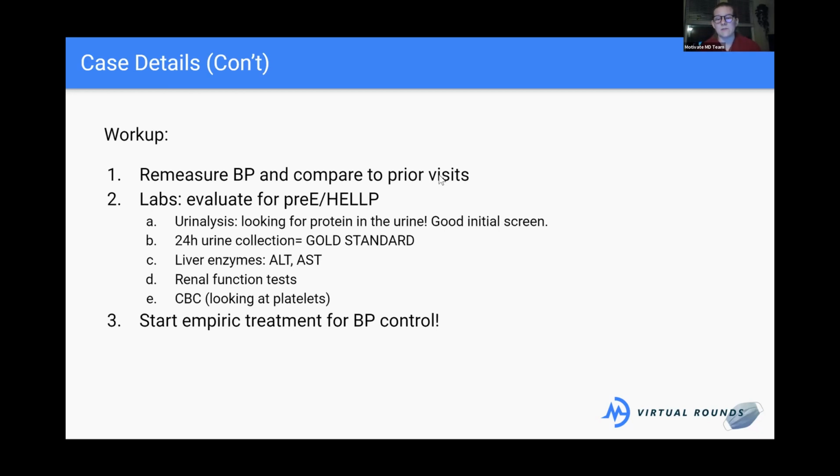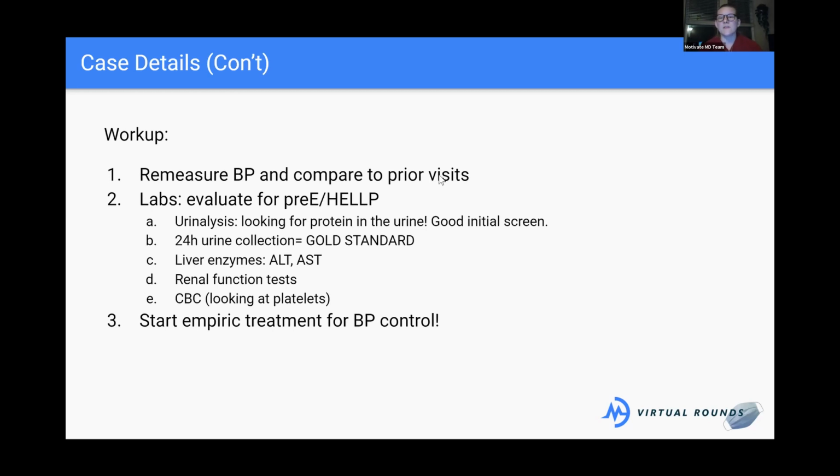And then for labs, like we just talked about, we're trying to rule out preeclampsia or HELLP syndrome. So we're looking for protein in the urine. You can do that with a urinalysis or a 24-hour urine collection. The 24-hour urine collection is the gold standard compared to the urinalysis, but both are usually ordered. We also look at liver enzymes, which would be ALT and AST, renal function tests to look for the clearance of certain metabolites in the urine, and then a CBC, specifically looking at platelets.